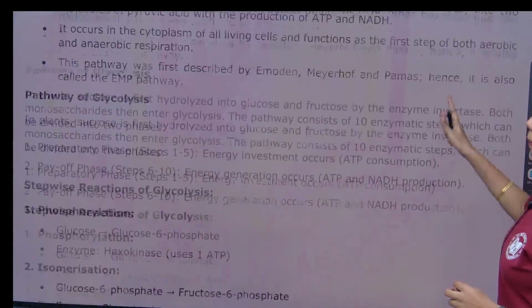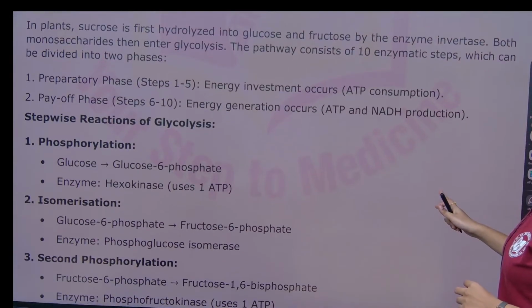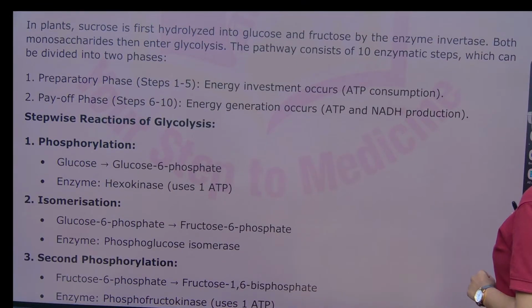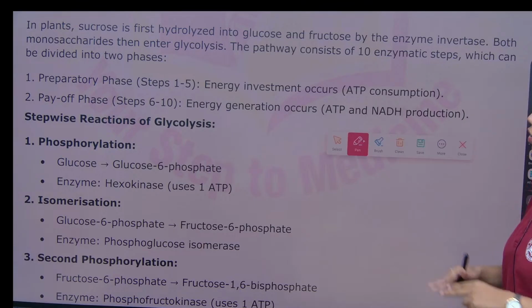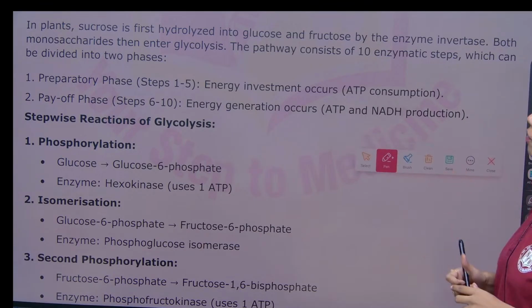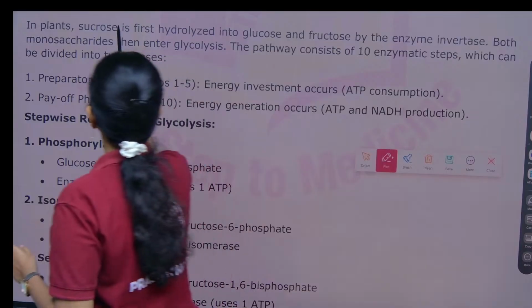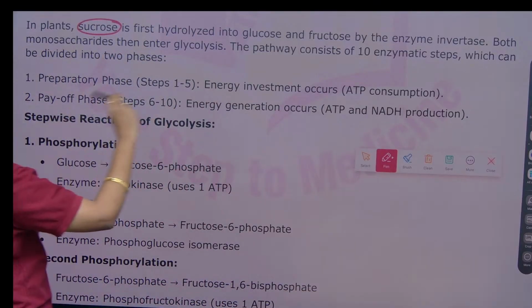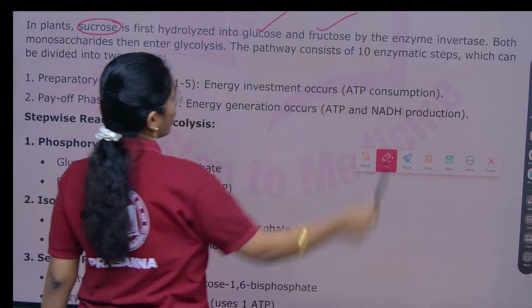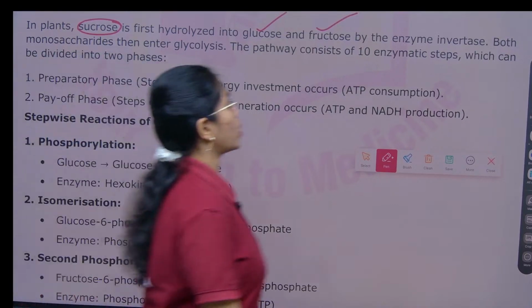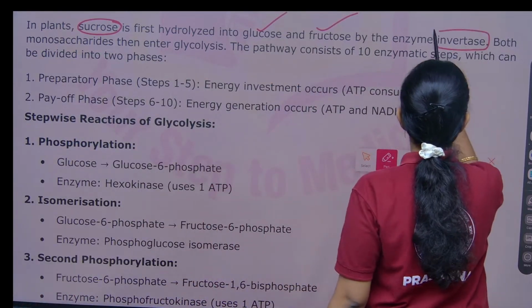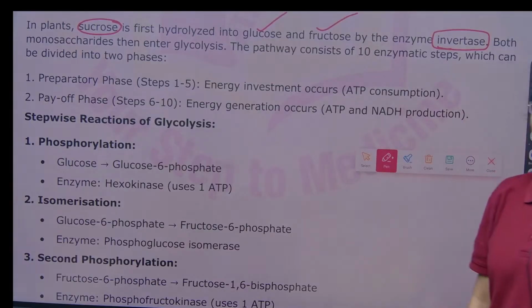Next you see the pathway of glycolysis. In plants, sucrose is first hydrolyzed into glucose and fructose. Here sucrose is first hydrolyzed to what? Glucose and fructose by the enzyme invertase. Okay, this is by the enzyme invertase. Both monosaccharides, then they will enter into what?